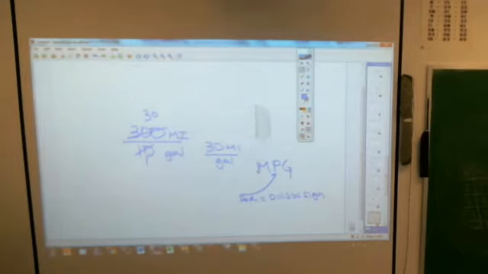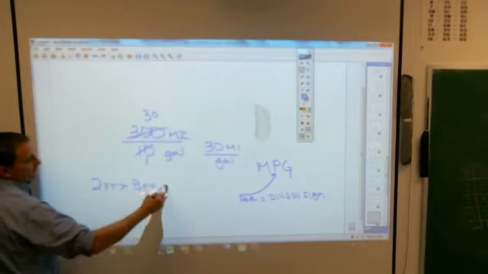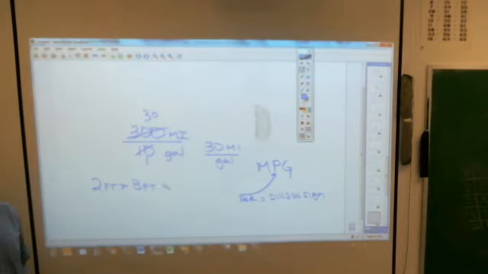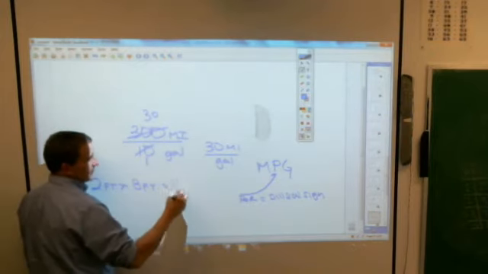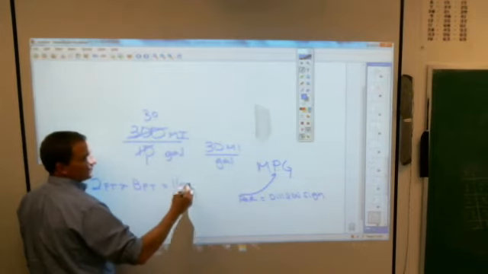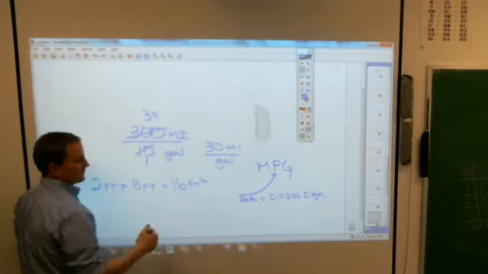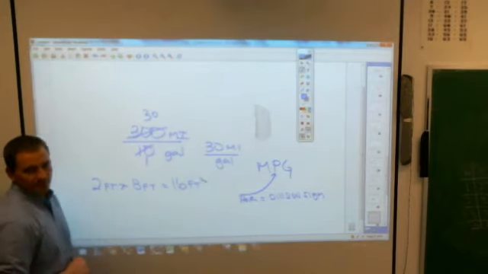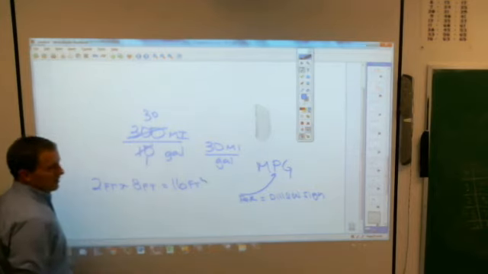How about this? What would 2 feet times 8 feet be? 2 feet times 8 feet is, Madison Sittler? 16. Sorry, did I miss the rest of your answer? Feet squared. Feet times feet is feet squared. You have to put that down. Labels are incredibly important.